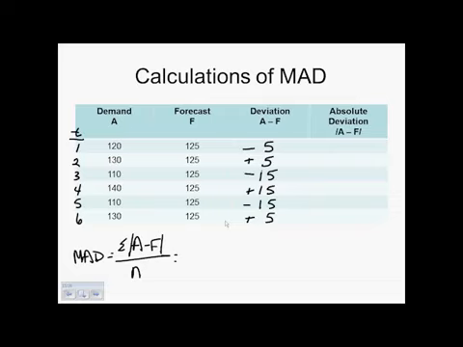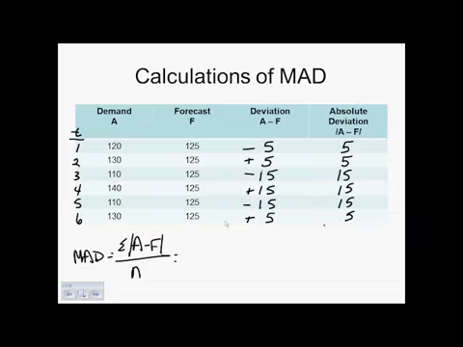So the absolute deviation of a negative 5 is 5. The absolute deviation A minus F of positive 5 is also 5. For the negative 15 it would be 15. For the positive 15 it would be 15. Negative 15 again would be 15. And the positive 5 would be 5. We removed the positive or negative sign to find that absolute deviation.